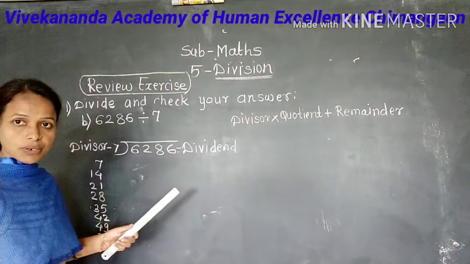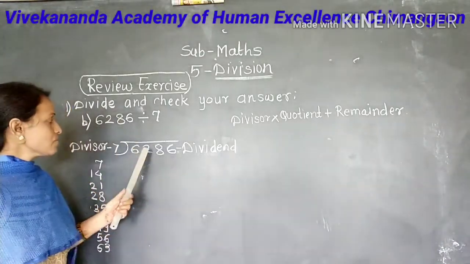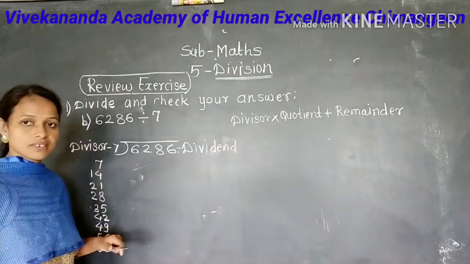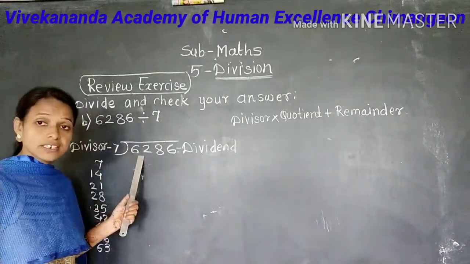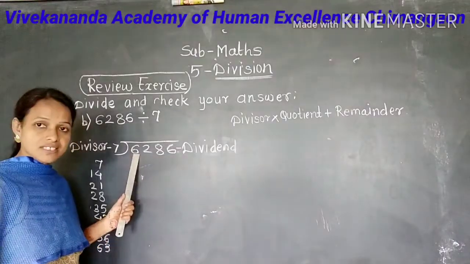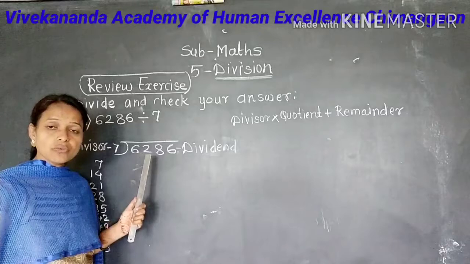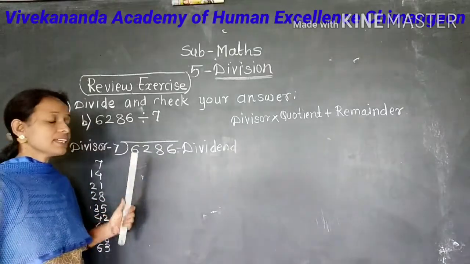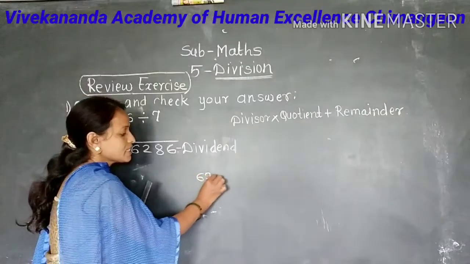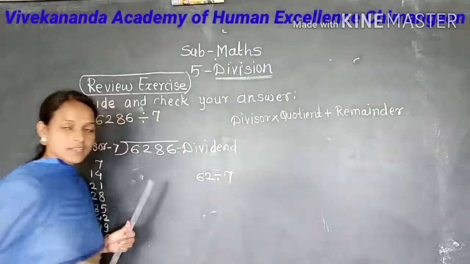6286 divided by 7. So here 6286 is the dividend and 7 is the divisor. Now we will divide the leftmost digit, the extreme left digit. But here 6 is less than 7. So we have to choose the thousands and hundreds digits together. Here we have to divide 62 by 7.